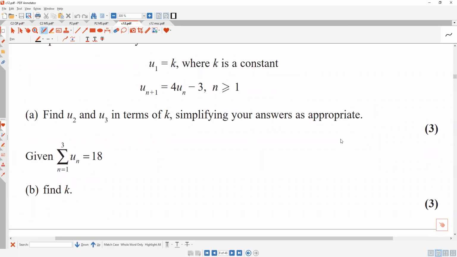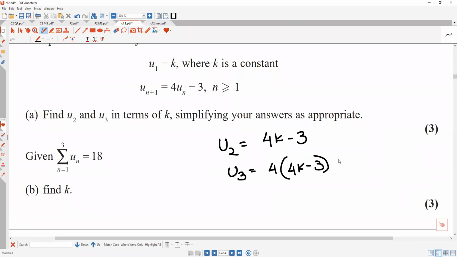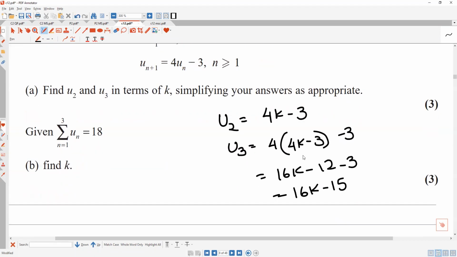Okay, so let me try doing this. They said the first value is K. Okay, let's find U2 and U3. Okay, let's do U2. U2 is going to be 4K minus 3 and U3 is going to be 4 into 4K minus 3, minus 3. So 16K minus 12 minus 3. So 16K minus 15. Did we all get this? Fine. This is the A part.